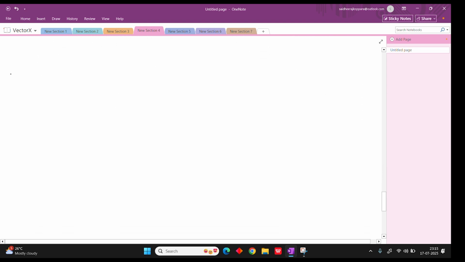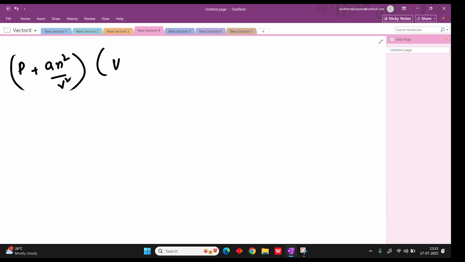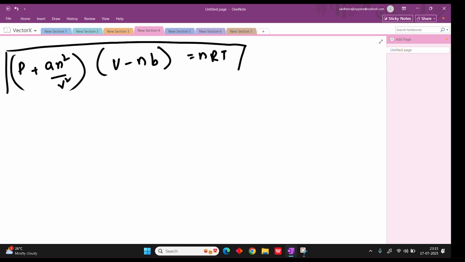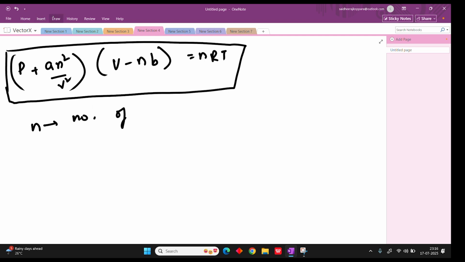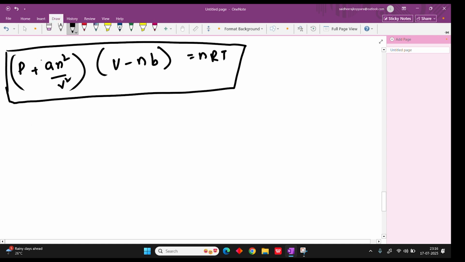So the whole equation of van der Waals is (P plus a n square by V square) times (V minus nB) equals nRT. This is the van der Waals equation. Okay, where n is the number of moles and all other things are known to you before. The only new things are the pressure correction and volume correction, a n square by V square and nB.